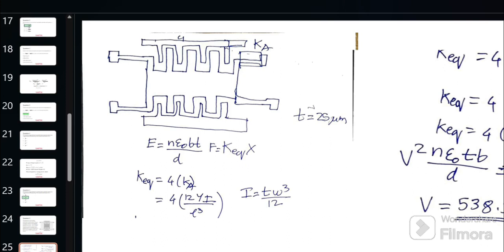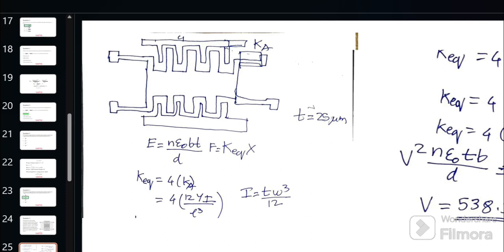So we have these 2 equations. These 2 equations are given in the lecture slides also, but just for your understanding, I will explain them again. The force is given by N epsilon naught b t. B is the thickness, that is, the out of plane thickness, perpendicular to the paper, and T is the thickness of the comb, and D is the distance between the 2 combs. And the mechanical force is given by K equivalent into X.